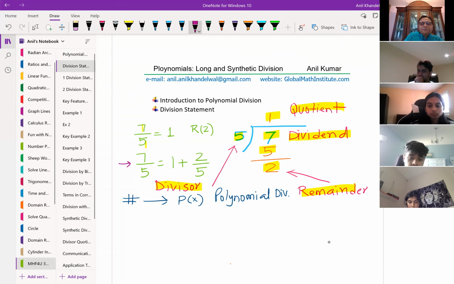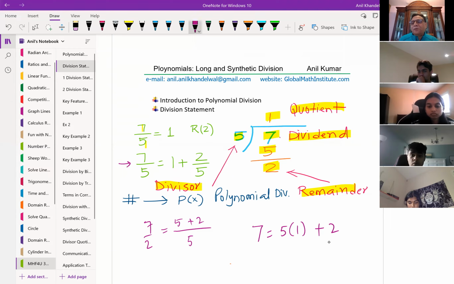If you do the right side, taking 5 as a common denominator, what do you get? You get 5 plus 2, which is 7 over 5. Is that clear to you? So both sides are equal, correct? You could also write this statement in a slightly different way. We can say 7 is equal to 5 times 1 plus 2. So the division we could write as a multiplication also, 5 times 1 plus 2. Is this part clear to you? Both of them are called division statements.